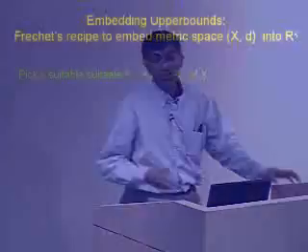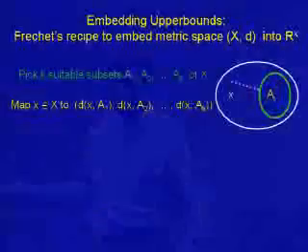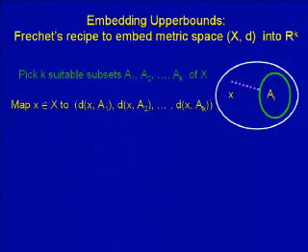Okay, so I just wanted to say in one slide why these structure theorems are useful in embedding upper bounds, in other words, in constructing embeddings. There's basically one essential idea that all embeddings seem to use, which is this recipe due to Fréchet. Because in general, it's hard to imagine how you embed metric spaces into a geometric space. So here's Fréchet's embedding. You pick k suitable subsets, A1 through Ak. If you're trying to embed into k-dimensional Euclidean space, you pick k suitable subsets. And this is where the magic occurs, what's suitable.